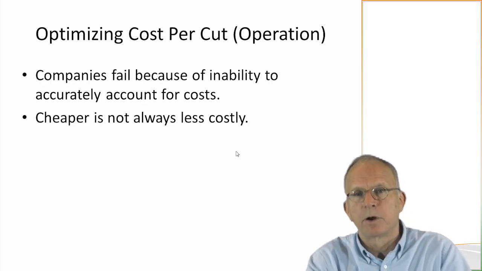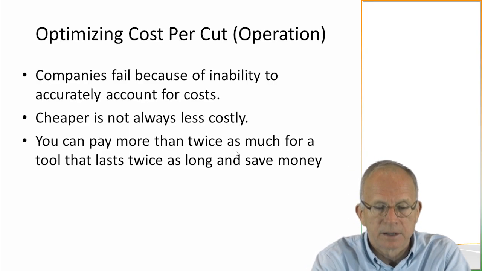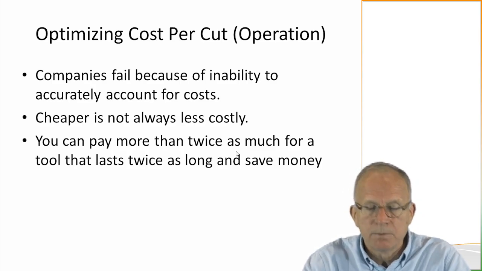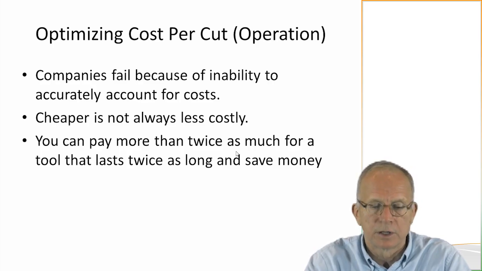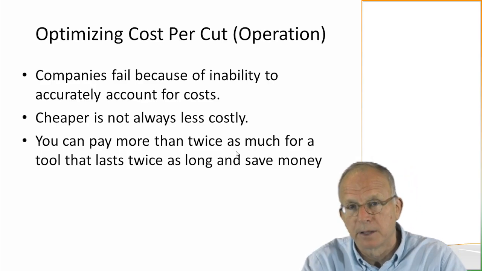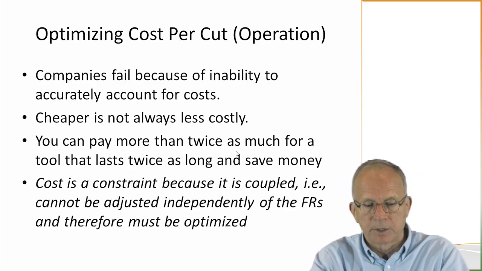Cheaper, from the point of view of, say, a cheaper tool, is not always less costly because it can lead to other costs. It's interesting that you can actually pay more than twice as much for a tool that lasts exactly twice as long and still save money because you save in the tool changing cost. So that's something we need to be able to account for.